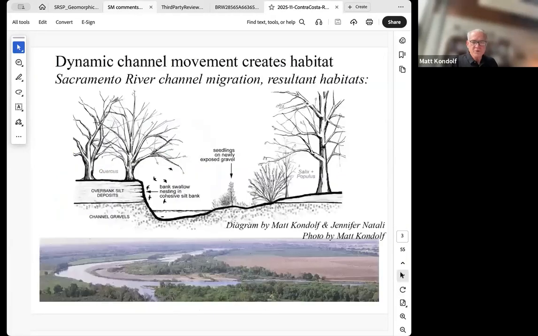In more rural landscapes, we have more room. It's easier to let the river do its thing without interference. And so we can have this dynamic channel movement that then creates our habitats.